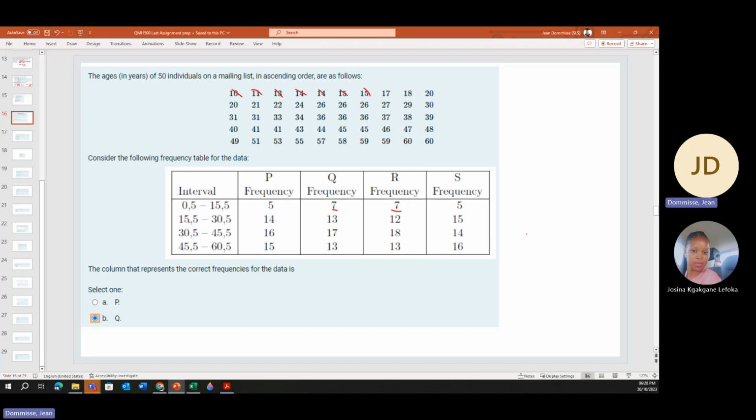And then between 15.5 and 15.5, so 1, 2, 3, 4, 5, 6, 7, 8, 9, 10, 11, 12, 13. Okay, so then we know that one is also wrong. So Q will be the right one. We can do exactly the same nearly, but by this time you don't need to go any further with this question.